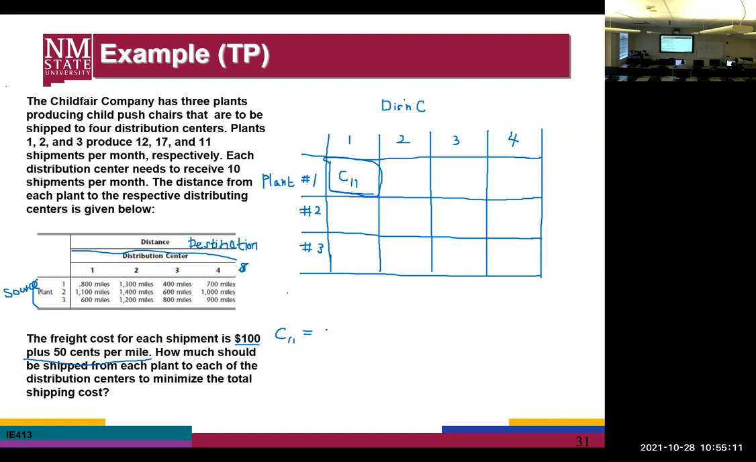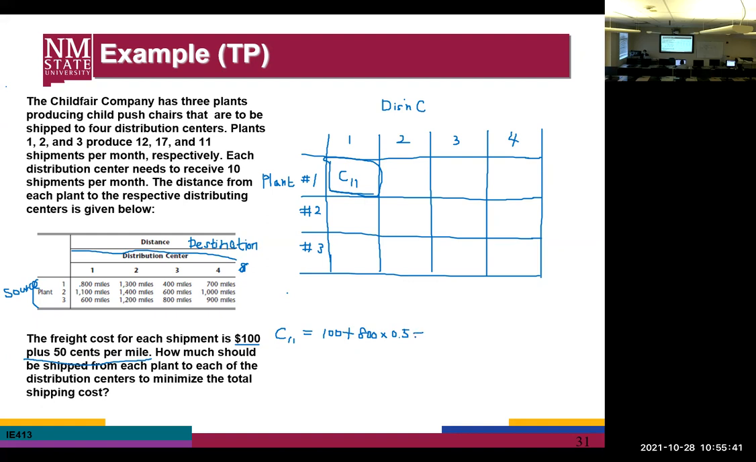So what you need is $100 plus the total distance, which is 800 miles, times 50 cents per mile, right? So how much is that?